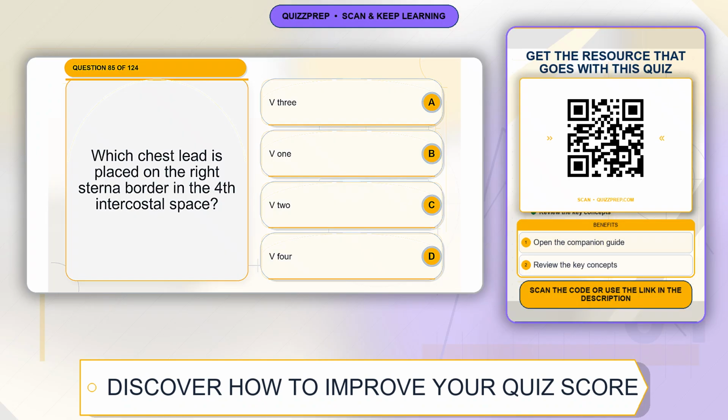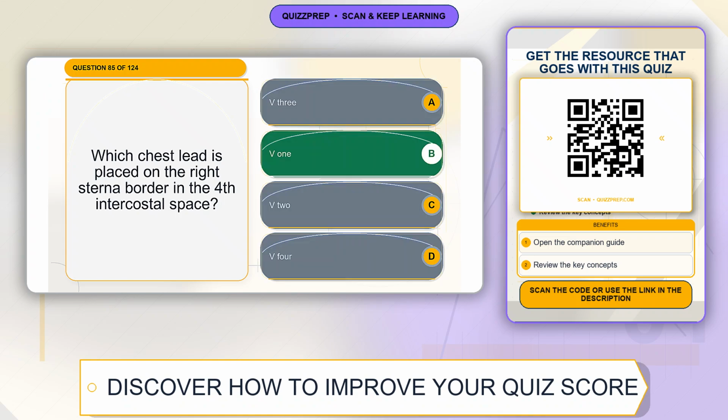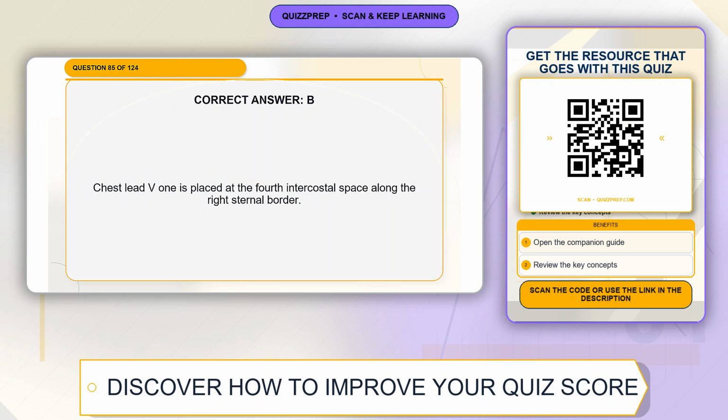Question 85. Which chest lead is placed on the right sternum border in the fourth intercostal space? Option A, V3. Option B, V1. Option C, V2. Option D, V4. The correct answer is option B, V1. Explanation. Chest lead V1 is placed at the fourth intercostal space along the right sternal border.